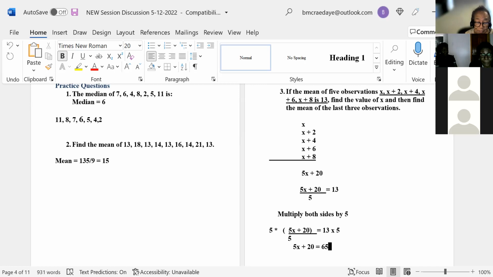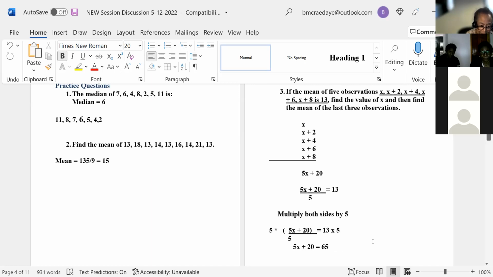5 times 10 is 50, and 5 times 3 is 15, and 50 plus 15 is 65. Make your work simple. Take the 10 out of here. 5 times 10 is 50. You have 3 left. 5 times 3 is 15. 50 plus 15 is 65.